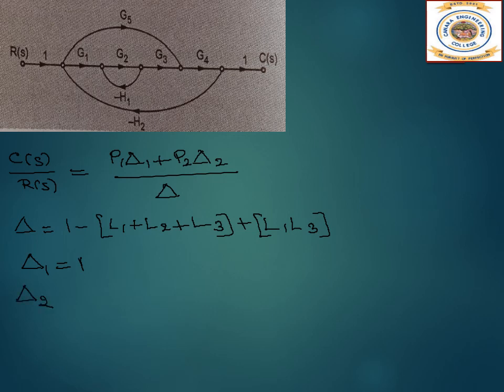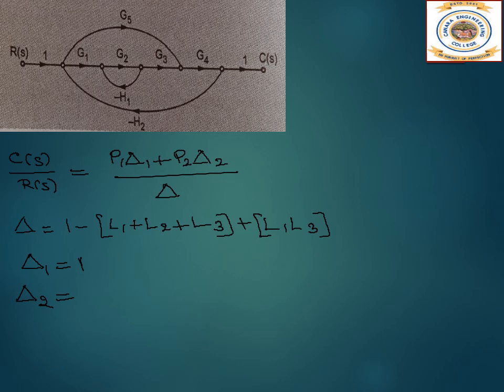Come to delta 2. What is the forward path for delta 2? Forward path P2, that we have to check. R of S, G5 and G4. See, this is the path. R of S, again G5 and G4. Now we have to see which loops are not touching this. Only that will remain. All the other loops will become 0. See, we have G2 minus H1. This loop and this forward path have nothing in common. So this L1 will remain in this delta equation and that will form delta 2. All the other things will be made 0.